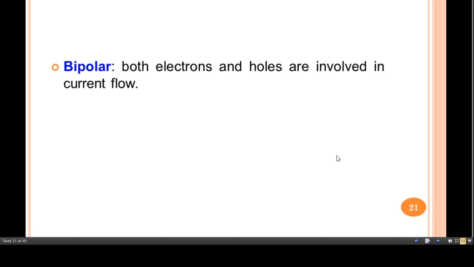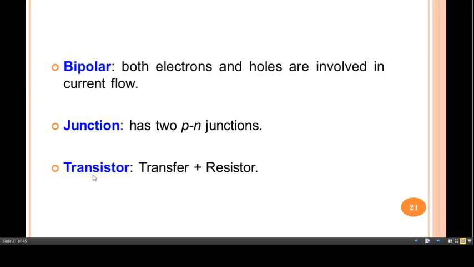Now this transistor is called a bipolar junction transistor. Why is it called bipolar? Because both the electrons and holes are involved in the current flow. That's why bipolar junction. This BJT has two PN junctions, that's why the word junction. And transistor indicates transfer resistor. So by this combination it is bipolar junction transistor.